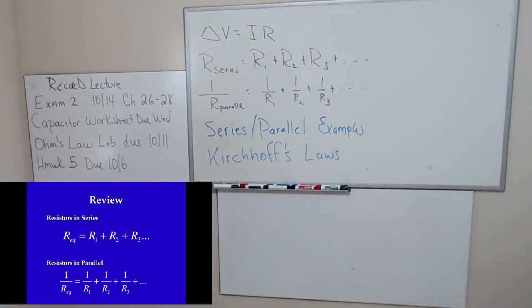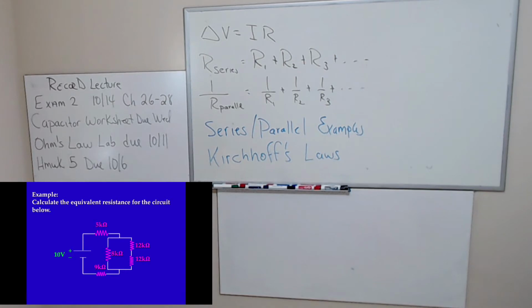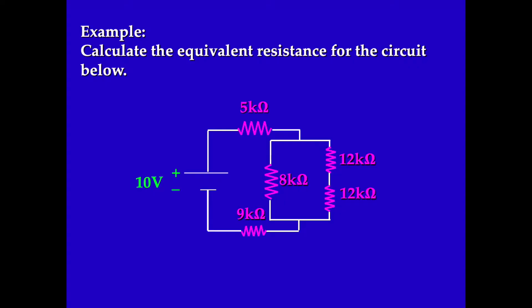And I want to do an example that has a combination of series and parallel resistors. So here's the example. And again, those resistors could represent either a simple resistor that obeys Ohm's law, or they can represent some load, like a light bulb, etc. Basically something for which you can calculate the resistance.